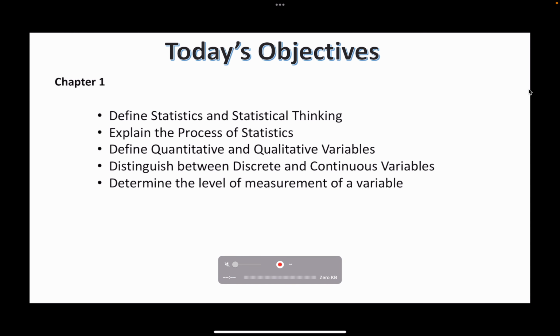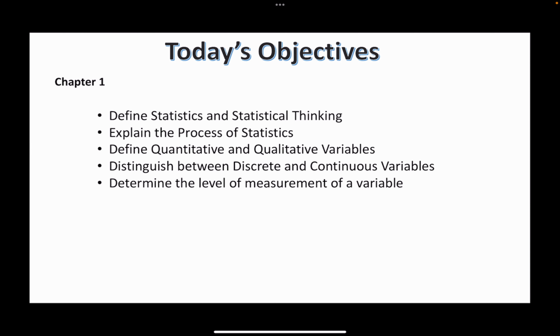Start off with chapter 1. Here are the things we will learn, or the objectives we will have for our chapter 1. First, we're going to define statistics and statistical thinking. Then we will explain the process of statistics. You are not going to have to repeat that back for me, but it just kind of gives you an idea of what it's all about.